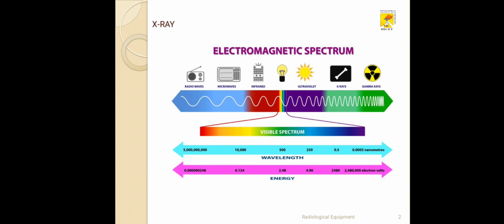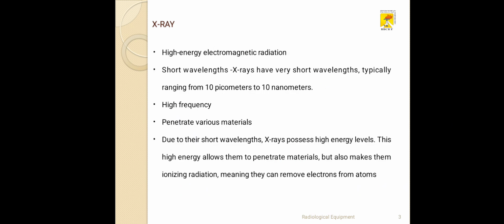We all know that the electromagnetic spectrum is composed of radio waves, microwaves, infrared, visible light, ultraviolet, X-rays and gamma rays. X-rays are very high energy electromagnetic radiation. Their wavelength is short, usually ranging from 10 picometers to 10 nanometers. X-rays have very high frequency, which gives them very good penetrating power.